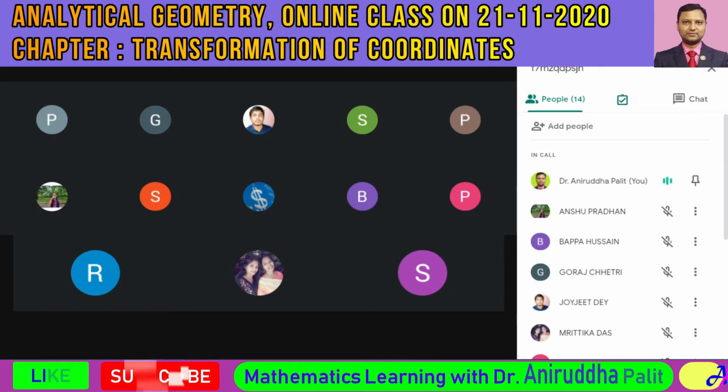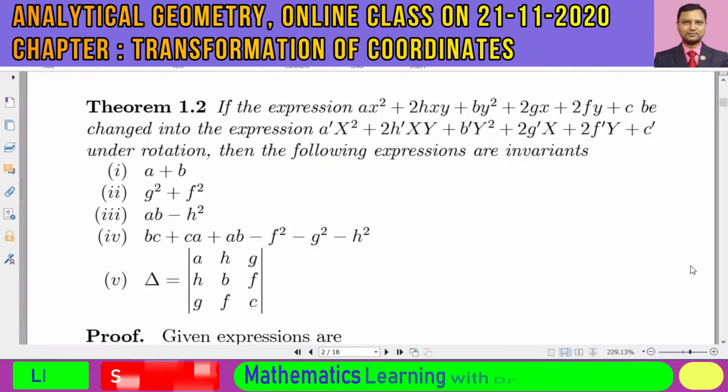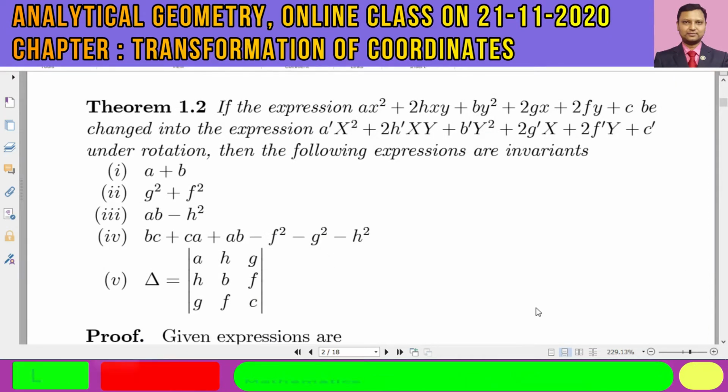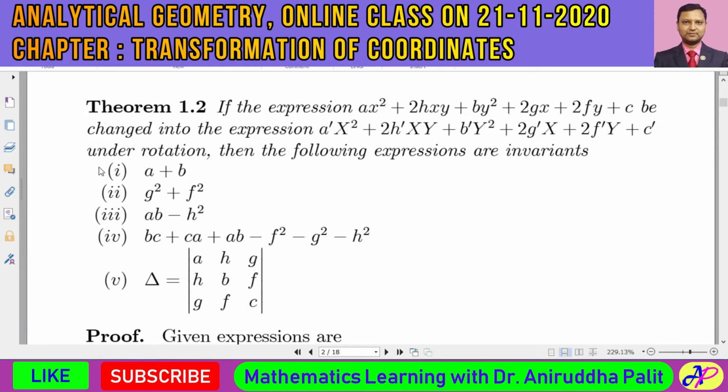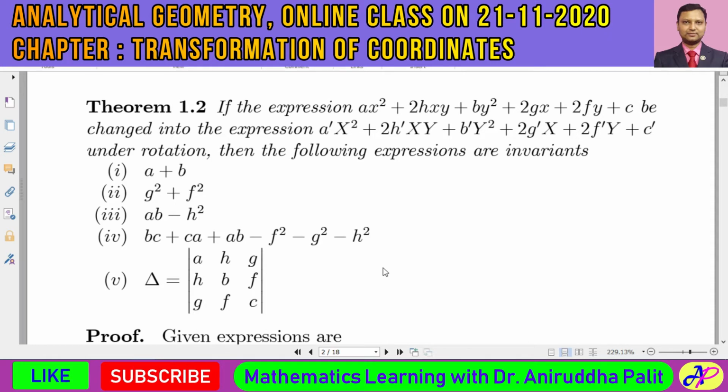Let's start the class. In the last class, we covered this theorem about invariants. The first four parts of this theorem were proved.